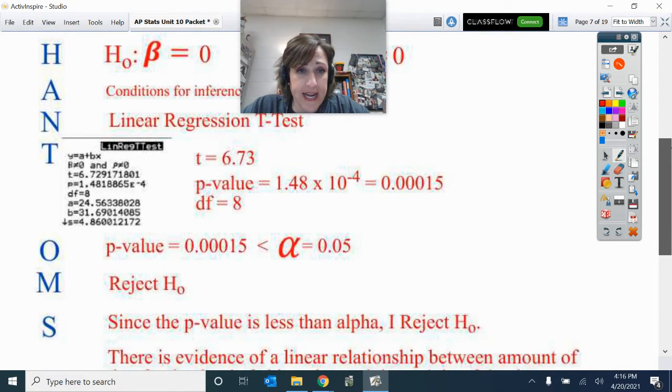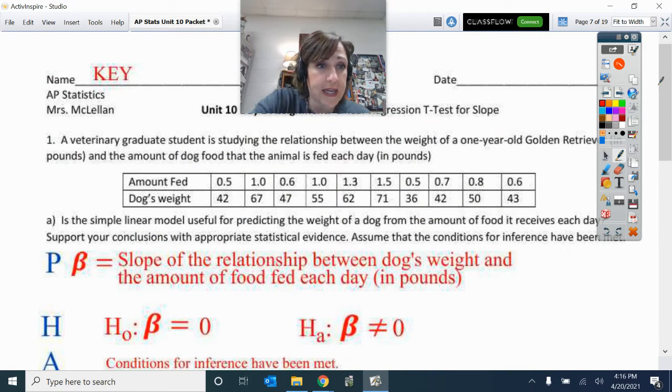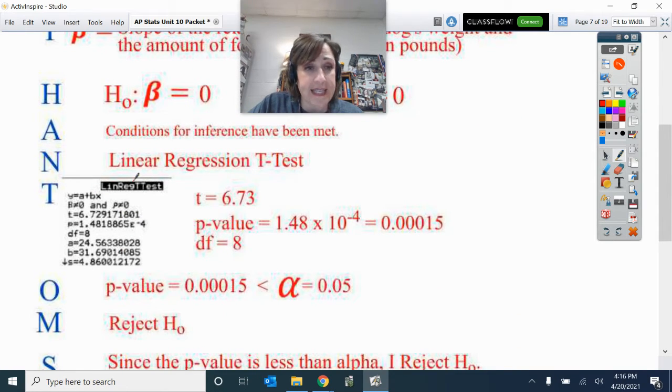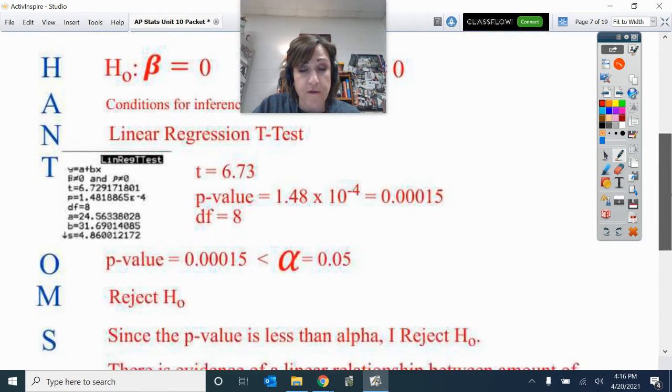I think I had done that in the notes. Now, I had gone and put those two lists into my L1 and L2, this one for L1 and this one for L2. And then I went and ran a linear regression t-test. So STAT, over to TESTS, and I go up from the bottom. State these things: the t-score is 6.73, the p-value, and the degrees of freedom. So don't forget about that. That was from these 10 pieces of data, n minus 2 for the degrees of freedom.